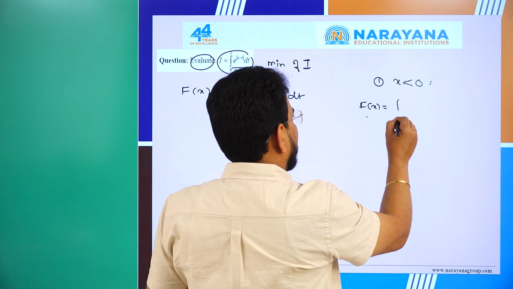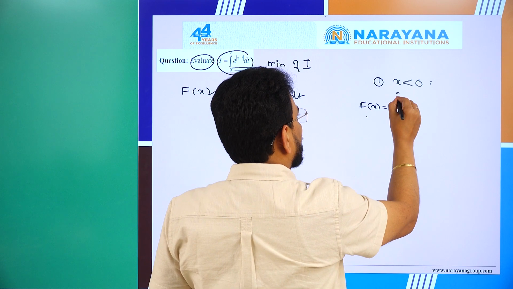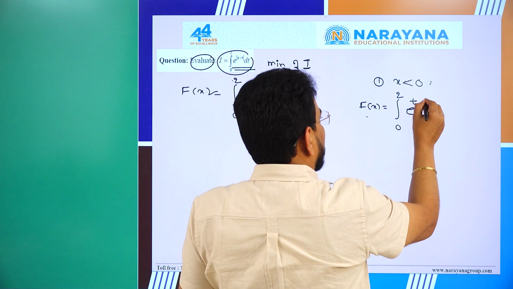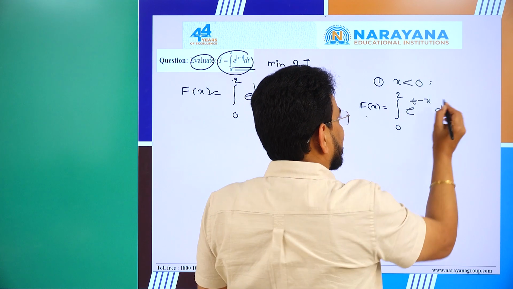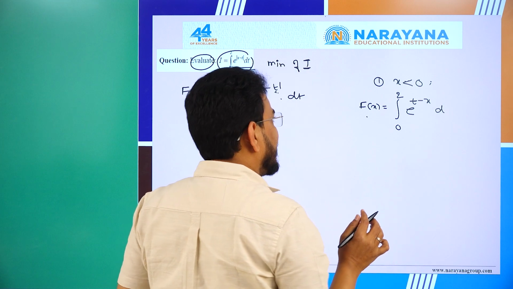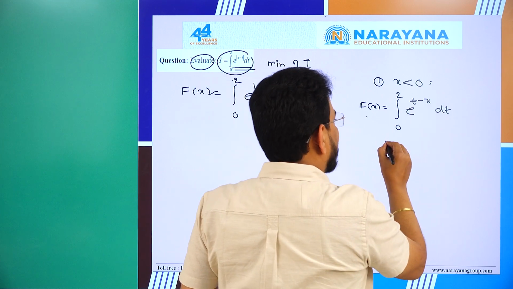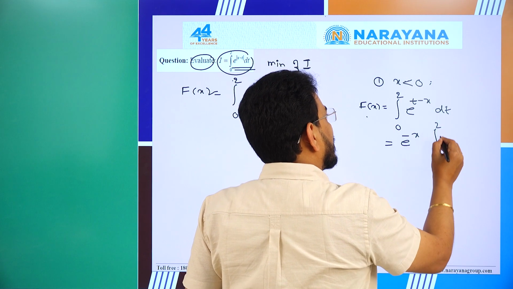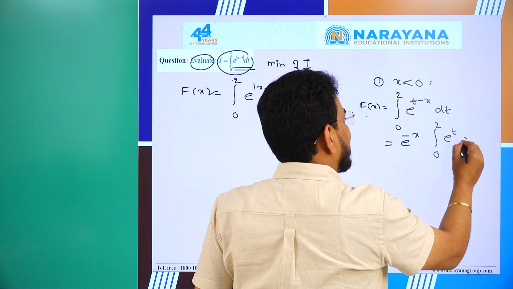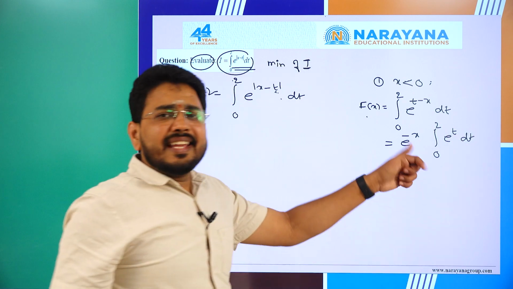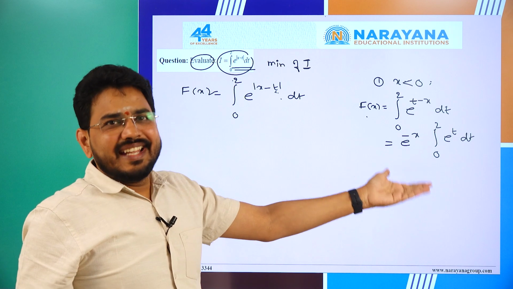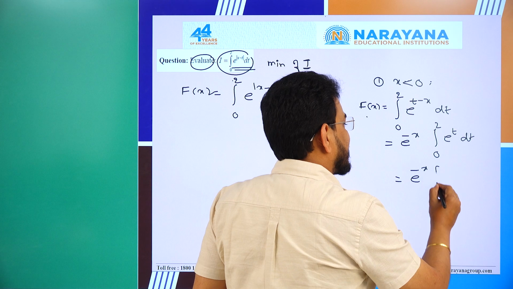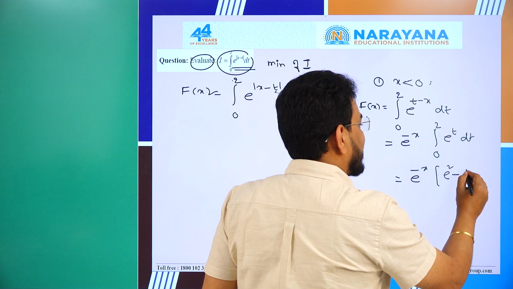be directly integral of 0 to 2. x is less than t, so directly you can write e power t minus x dt. So this is equal to e power minus x integral 0 to 2 e power t dt. Integral of e power t is e power t only. So this value e power minus x into e square minus 1 will come.